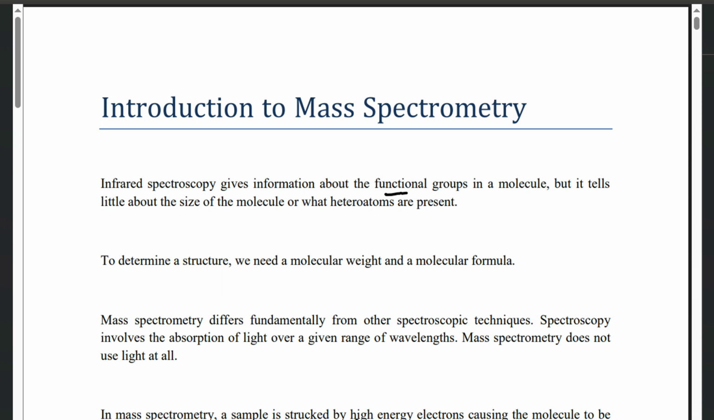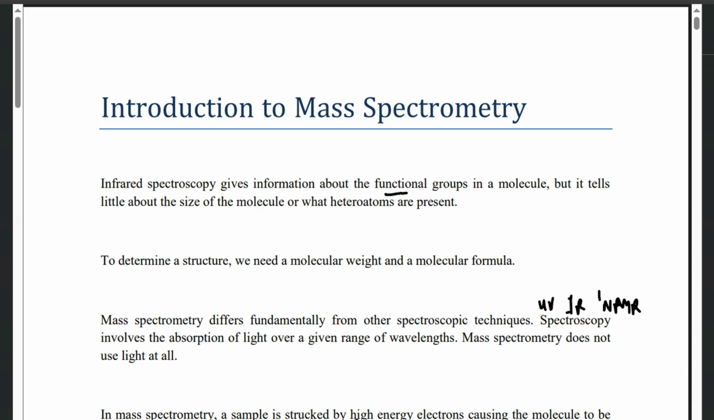So for us to determine the structure of a molecule properly, we need to determine the molecular weight and the molecular formula. Mass spectrometry is different from other spectroscopic techniques, even from the name. This one is spectrometry, but the others are spectroscopic techniques. Unlike UV, IR, and even proton NMR, which involve the absorption of light, mass spec does not.